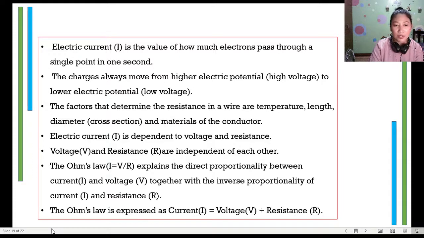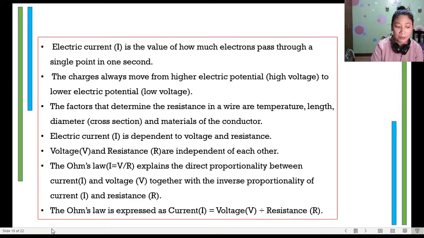These are the factors that determine the resistance in a wire: temperature, length, diameter, and materials of the conductor. Temperature, kapag mas mainit, mataas yung resistance. Then, length, kung maiksi o mahaba. Diameter, kung mataba o manipis. And then, materials, kung anong ginamit dyan. Kung copper ba, kung gold, or silver. Pinaka-cheapest na sa mga metals natin is the copper wire.